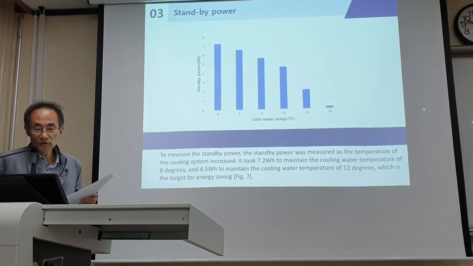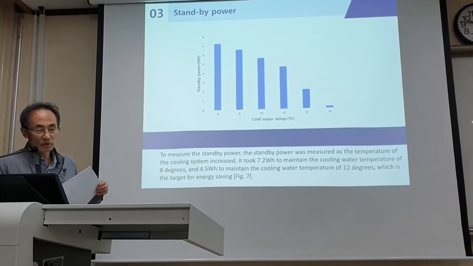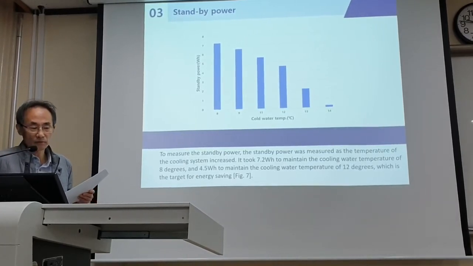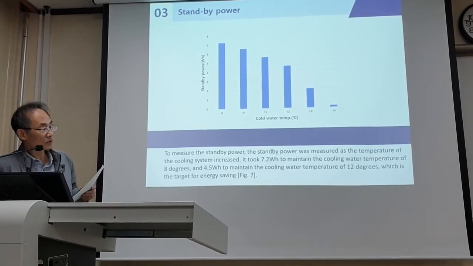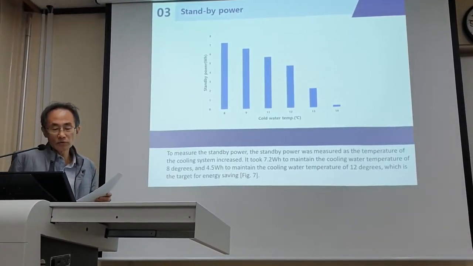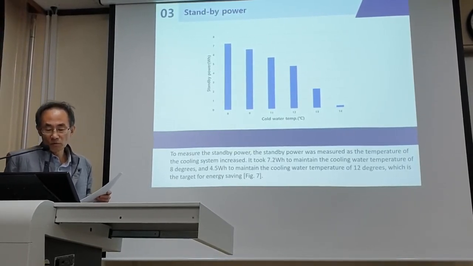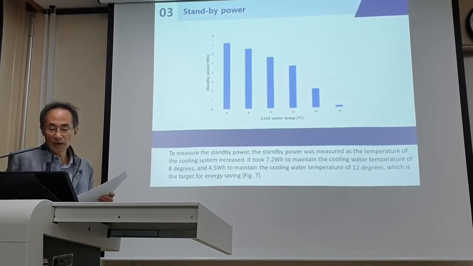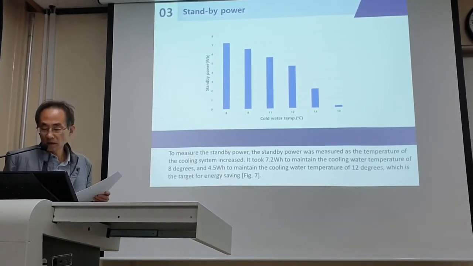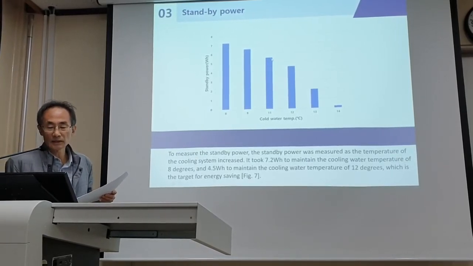And also, this is a very important point from this research. To measure standby power and the standby power's range, as the temperature of the cooling system increased, it took 7.2 watts to maintain the cooling water temperature of 8 degrees and 45 watts to maintain the cooling water temperature of 12 degrees, which is the target for energy saving like this.